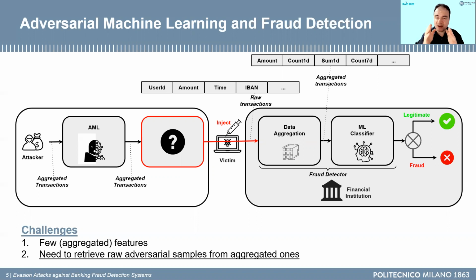As a consequence, in this work, we present a novel approach to perform evasion attacks against banking fraud detection systems that adapts and extends existing methods for crafting adversarial samples and mitigates the challenges of the domain under analysis. In particular, we define constraints in the perturbation during the execution of the adversarial machine learning methodology.